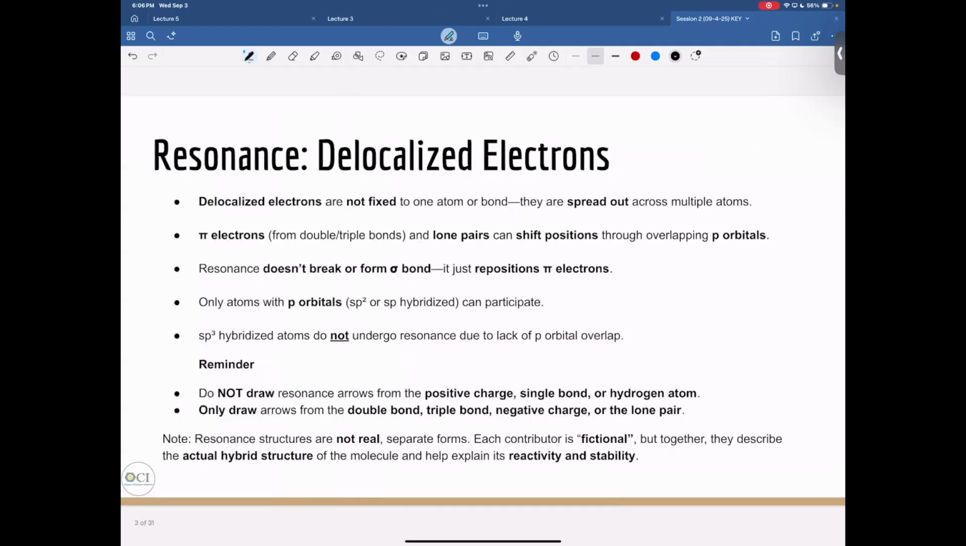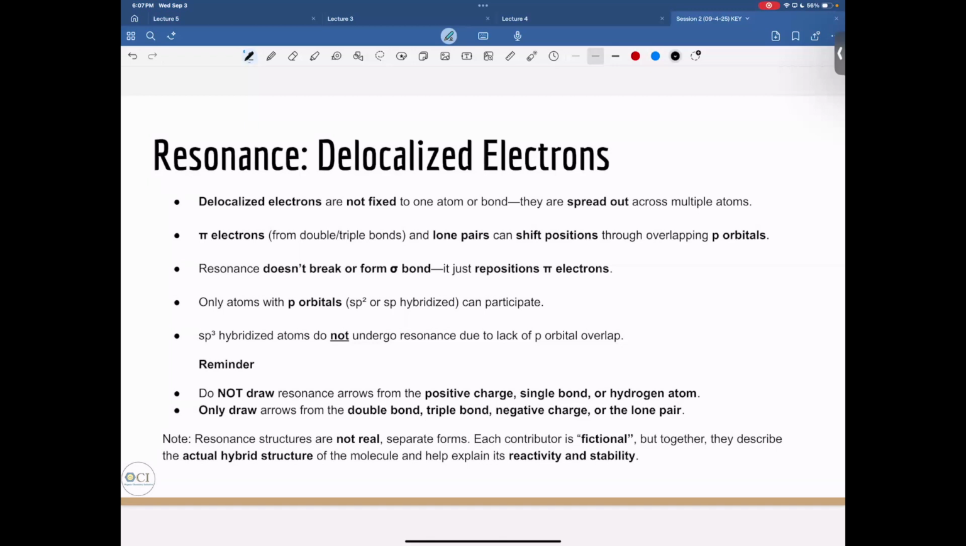We're going to dive straight into resonance. If I'm being honest, resonance is probably one of the harder topics in organic chemistry that you'll tackle, but it's very essential that you get it down and have a good understanding of it because it's going to show up throughout the rest of organic chemistry 1, and it's even more prevalent in organic chemistry 2. So it's important that you have this fundamental down.